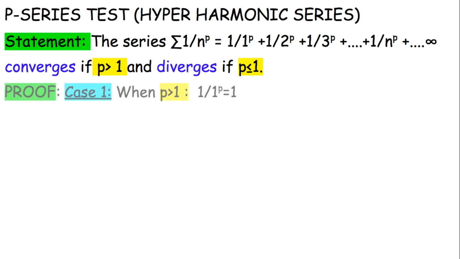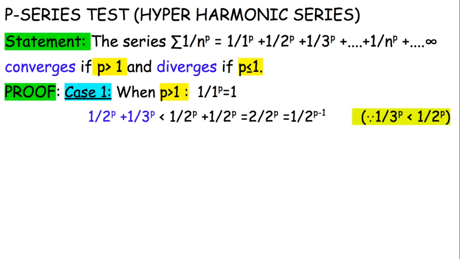Now let's discuss its proof. Case 1, when p is greater than 1. We have 1 upon 1 raised to power p, which for any value of p equals 1. Now let's go further in the series: 1 upon 2 raised to power p plus 1 upon 3 raised to power p. We know that 1 upon 3 raised to power p is always less than 1 upon 2 raised to power p. This is the condition we have applied here.